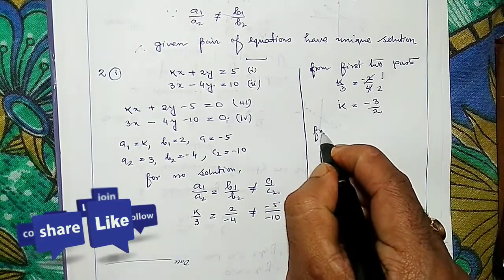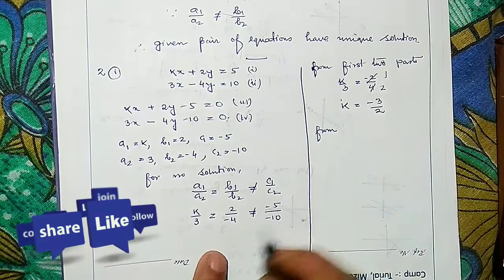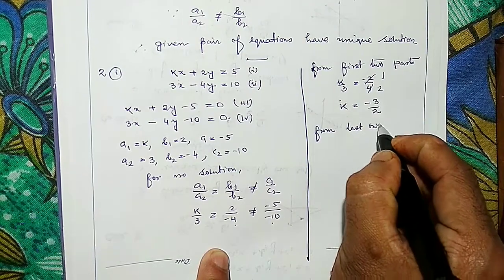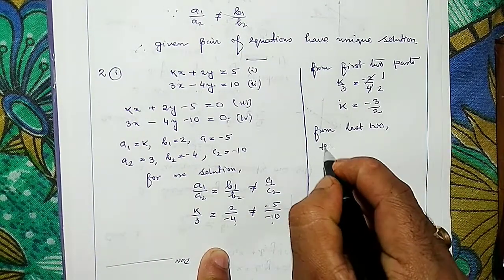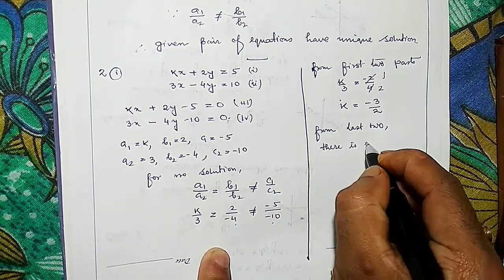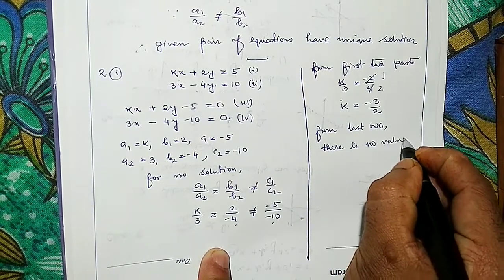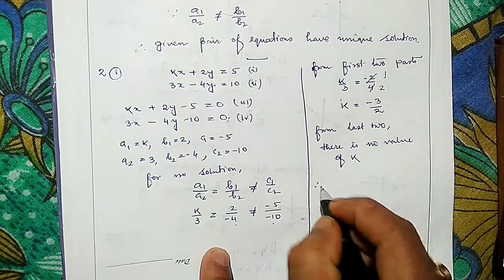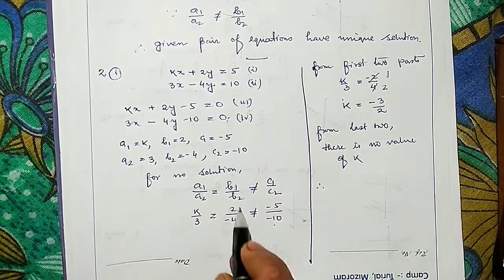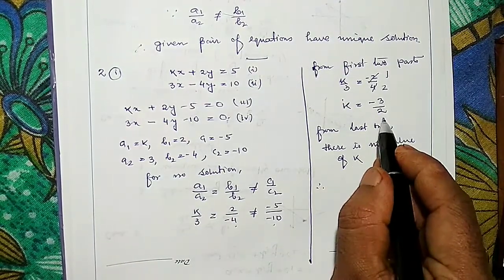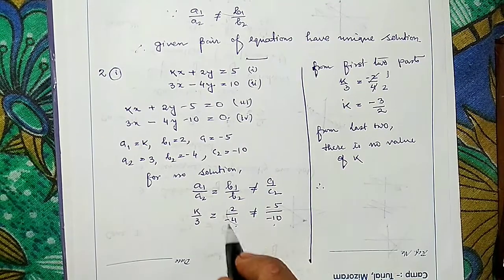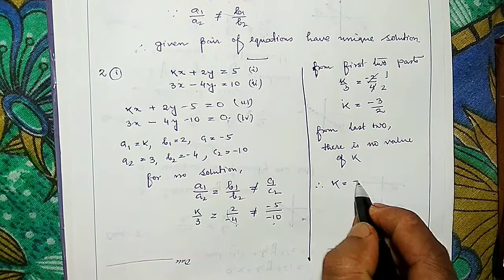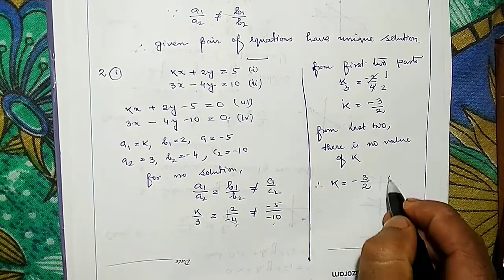From the last two parts, if I take this part and this part, there is no value of k. Therefore, we can write, since from the first two parts we got k equal to minus 3 by 2, and in the last two parts, as you can see, no k is there. Therefore, k equals minus 3 by 2 is the required answer.